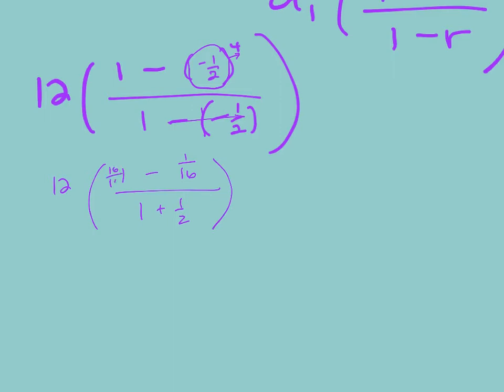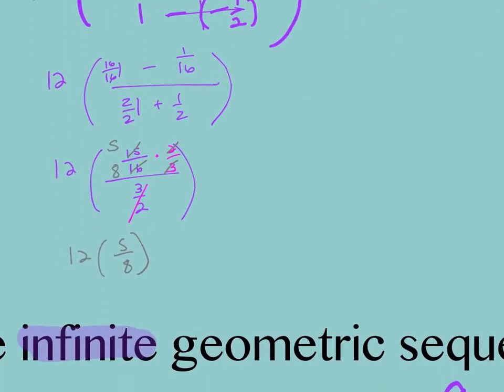This would be 16 over 16. This would be 2 over 2. I'd get 12 times 15 over 16 over 3 over 2. Flip here to get rid of the denominator. And then 2 goes into 16 8 times, 3 goes into 15 5 times, and I get 12 times 5/8. Don't forget that 12, I would say that's a common mistake made in these kinds of questions. These are both divisible by 4. I'd get 15 over 2. And again, you'll type that answer in. It would be 15/2, like that.